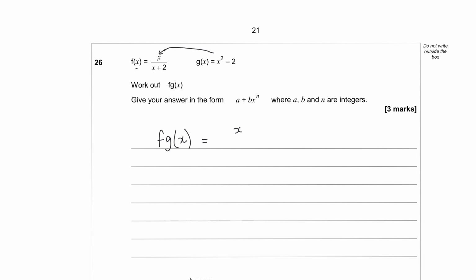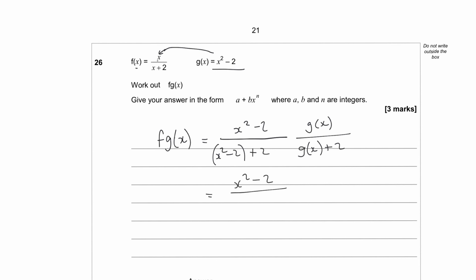So you're going to replace all your x's with the formula for g of x. So the numerator is now going to change to x squared minus 2, because it's going to end up being the same as g of x. So it's going to be g of x over g of x plus 2, rather than x. Now I'm replacing it with the actual equation of g of x. So it's going to be x squared minus 2 over x squared minus 2 plus 2. To simplify, the minus 2 plus 2 cancels out to make 0, so that's just all going to be over x squared.